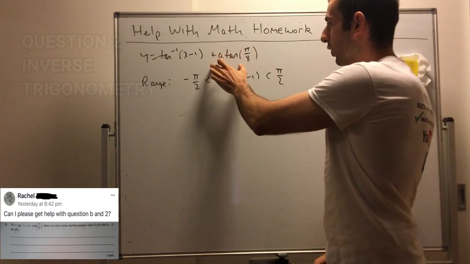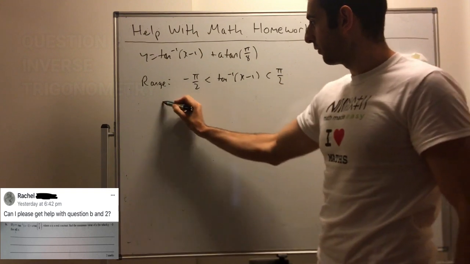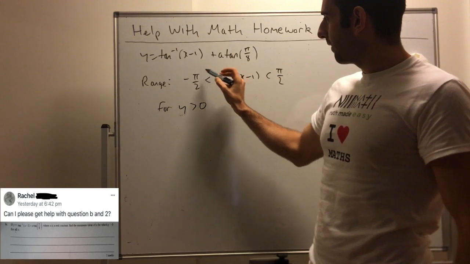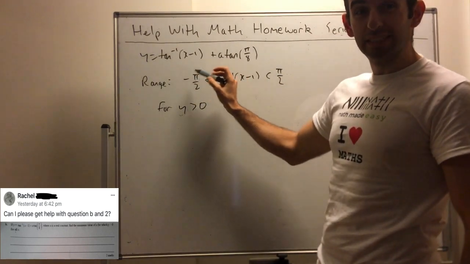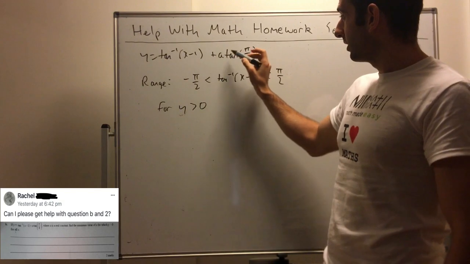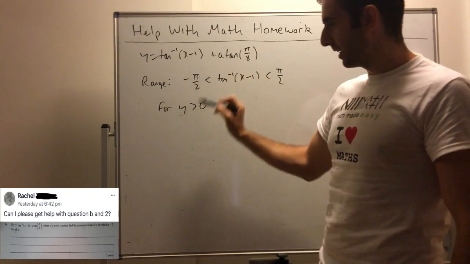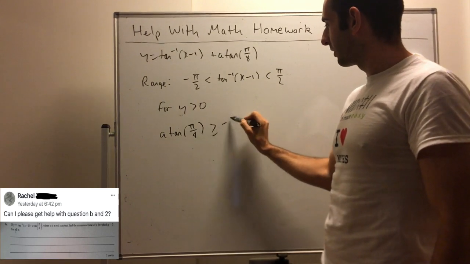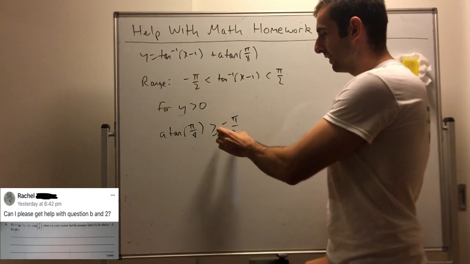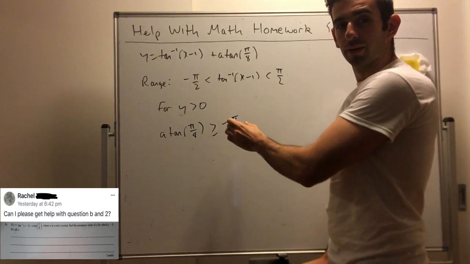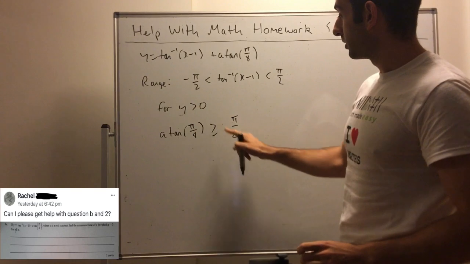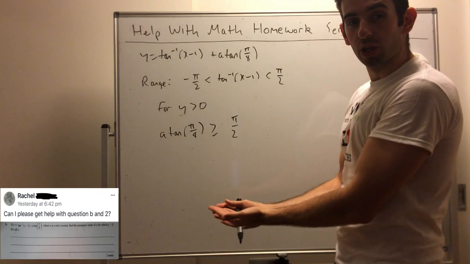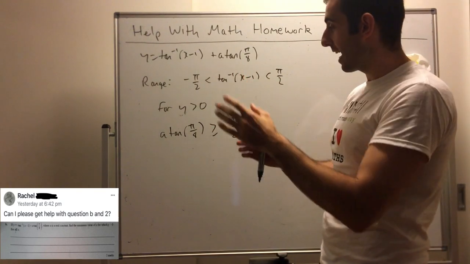So if we want this curve to be greater than 0, so for y to be greater than 0, right, then instead of it being minus pi on 2, we need this to be 0. So this number here will have to be minus pi on 2 or greater. So we want a tan pi on 8 to be greater than or equal to pi on 2, right? Because what we want to do is shift the curve up pi on 2. Right, so if we shift the curve up pi on 2, now it's positive.